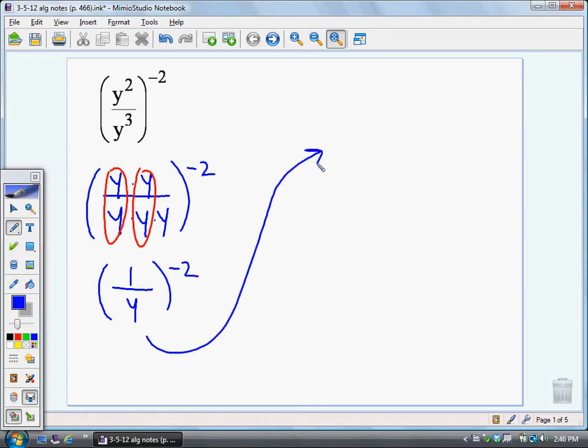So I'll go up here. Since I have a negative exponent right here, what I would do is change my fraction, or change my base, to be the reciprocal, which would be y over 1, and then I would change my exponent to a positive 2. And so I would have y to the second, and that would be my answer. So I simplify the base to be 1 over y first, and then take it to the negative 2 power.